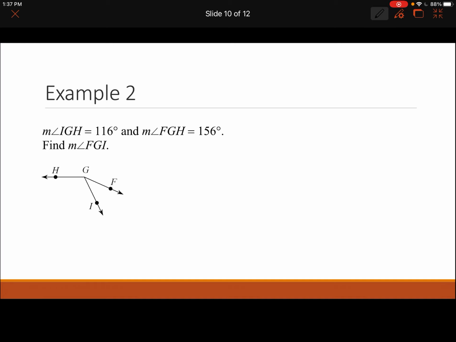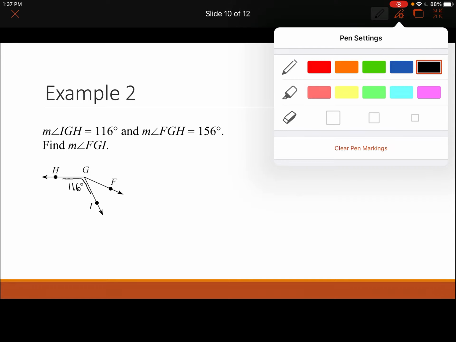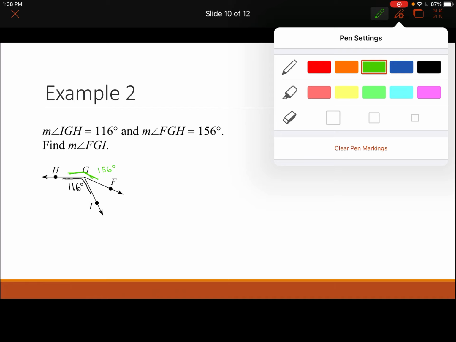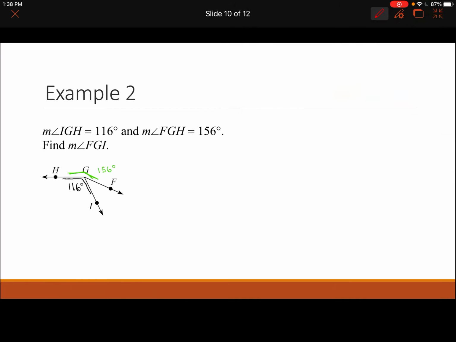So example 2, we have the measure of angle IGH is 116. So let's label that. The measure of angle IGH is 116 degrees. And then we have the measure of angle FGH. So the measure of angle FGH, this angle I'm outlining on the outside, that value is 156 degrees. And we are trying to find the measure of angle FGI. So angle FGI, we don't know, so we're going to call that X.